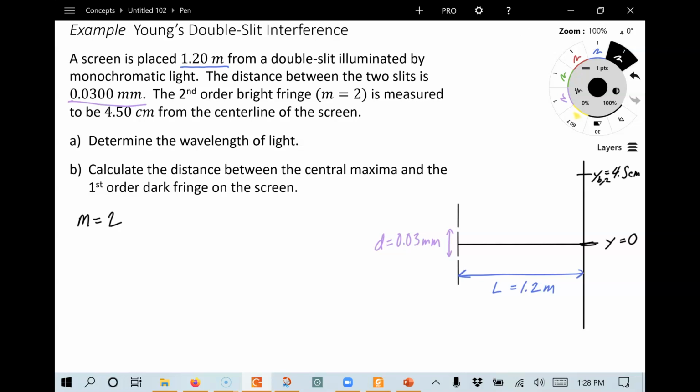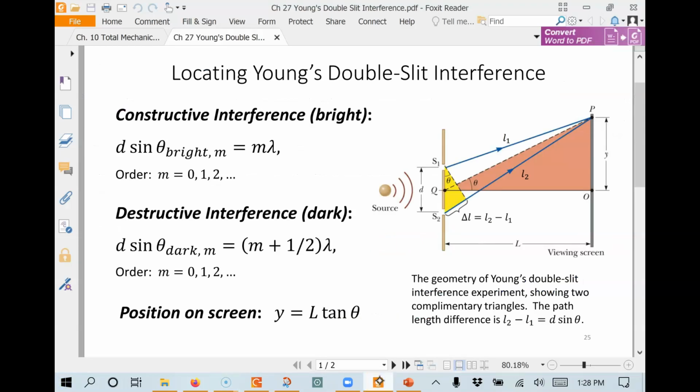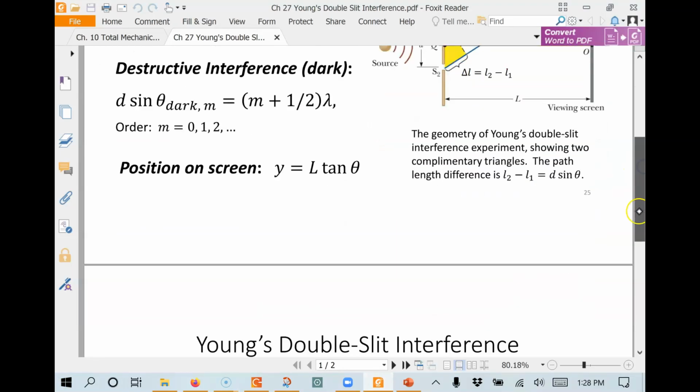And so if we're thinking about the light that's shining here, we're going to try to figure out what the wavelength is. But the idea here is that we've got a central maxima somewhere, and then we're going to have a first order and then a second order bright spot. Let's just check the diagram to see how we label the order numbers, the m's. So we can go down to the next page here.